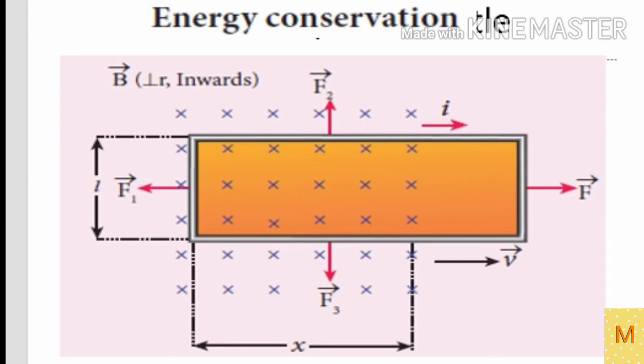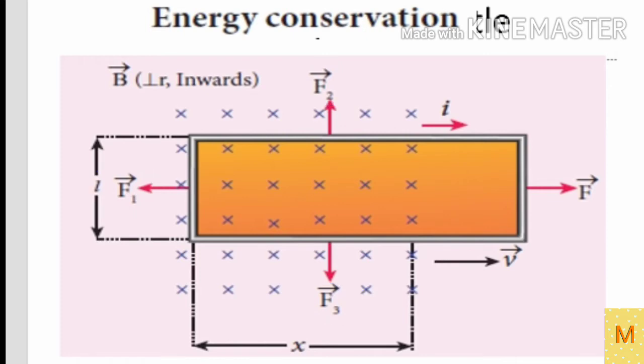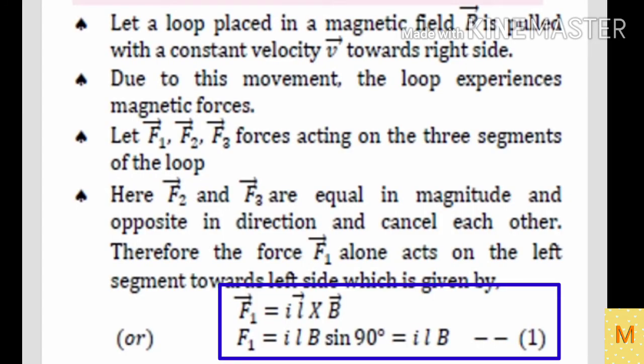Let us consider F1 vector, F2 vector and F3 vector are the forces which are acting on the three segments of the loop. Here the forces F2 vector and F3 vector are equal in magnitude and opposite in direction. So they cancel each other. Therefore, the force F1 vector alone acts on the left segment towards the left side, which can be written as F1 vector is equal to IL vector cross B vector.